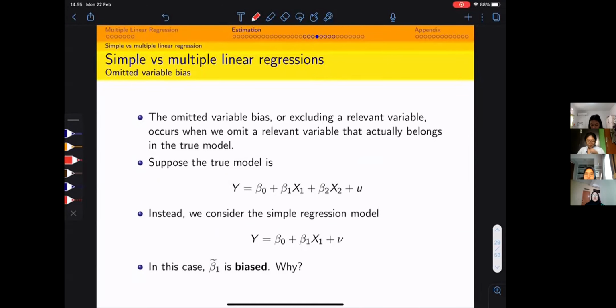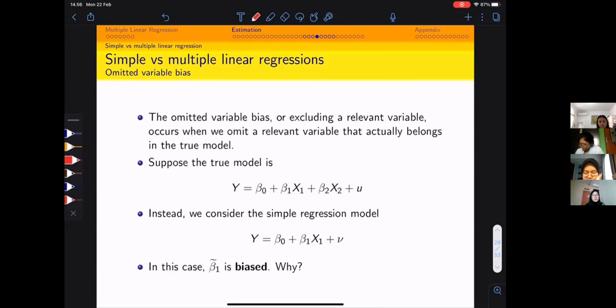Now, let's discuss the second scenario, which is actually a more important scenario. And this is something that you guys have to really understand, okay? So the second scenario is omitted variable bias. Omitted variable bias is a situation where there is a relevant variable that you omit from the model, okay? And omission of a relevant variable from the regression is going to produce a bias. That's why it's called omitted variable bias, okay?